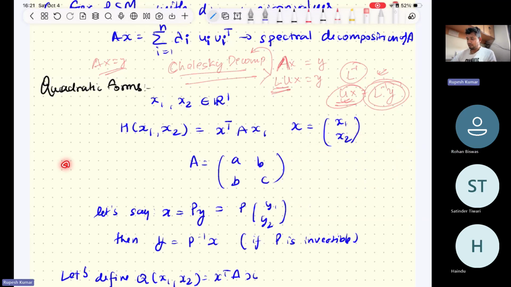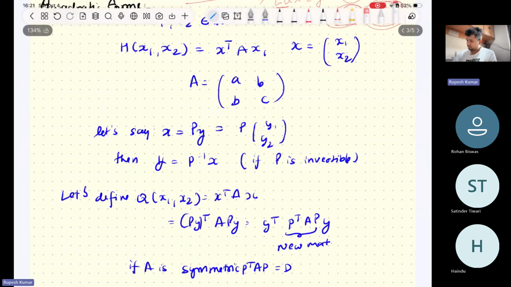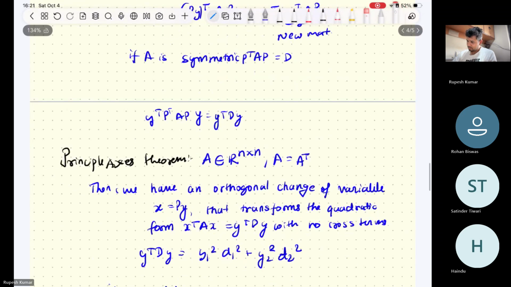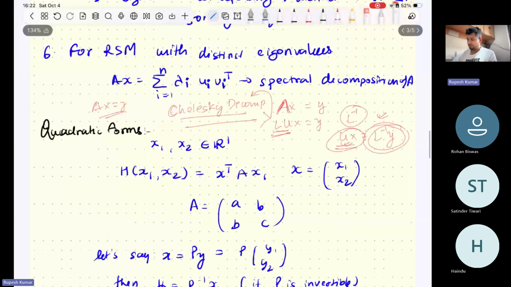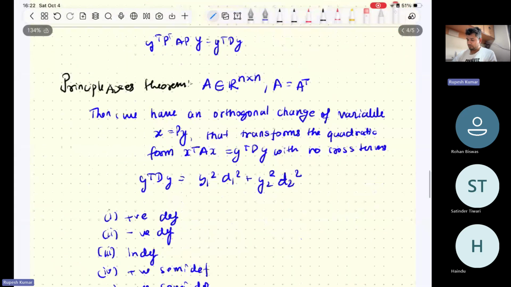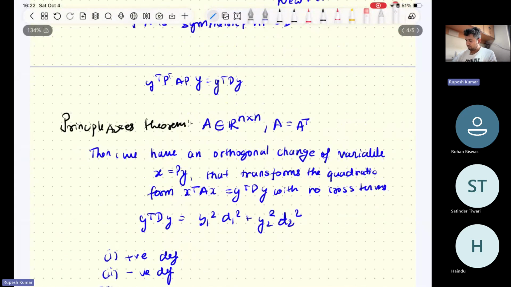So you simply expand x transpose Ax and you will get the quadratic form. It's a scalar value that gives you some information about a matrix, right? Is this clear? Fine. Then I have given you the definition of a quadratic form, and from there we can build upon the principal axis theorem, right?